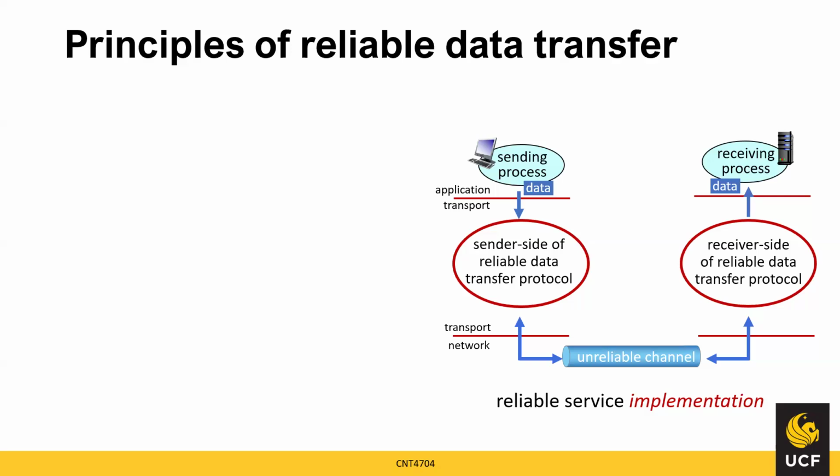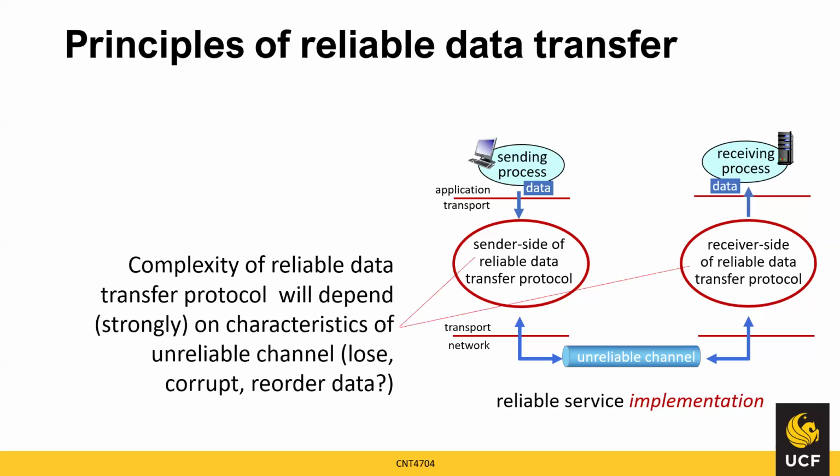Something to keep in mind, and this is known in almost every problem: when we build reliable data transfer protocols, the complexity of the protocol depends directly on what kind of problems the underlying channel has. For example, if the channel loses messages, then the protocol needs to detect that and retransmit. If the channel can corrupt data, then the protocol must also use checksums to detect errors and request retransmissions. So we are seeing the flaws that could happen in the channel and how we can fix those.